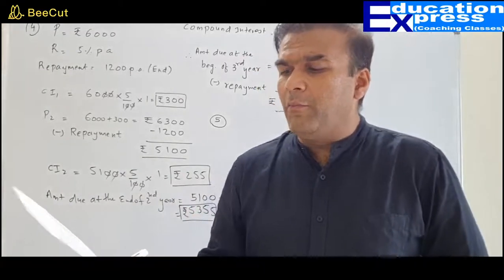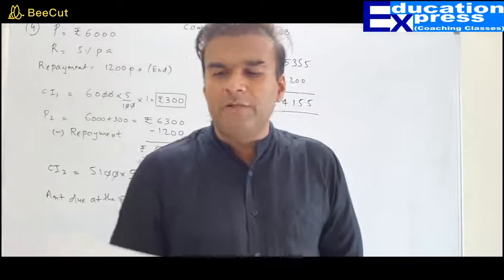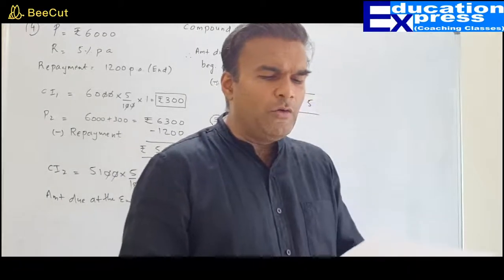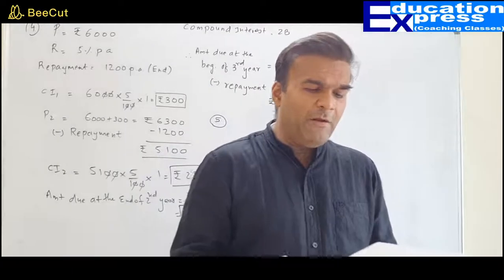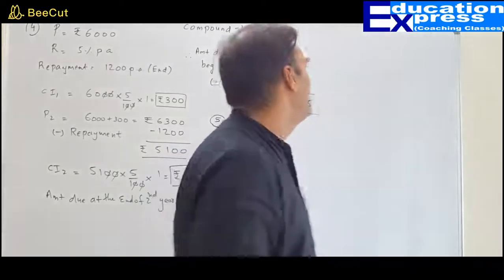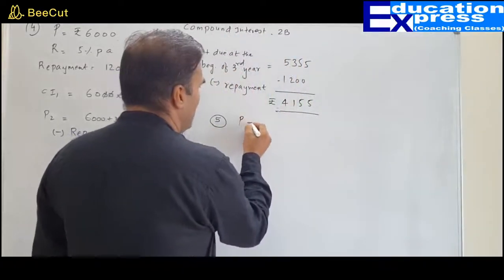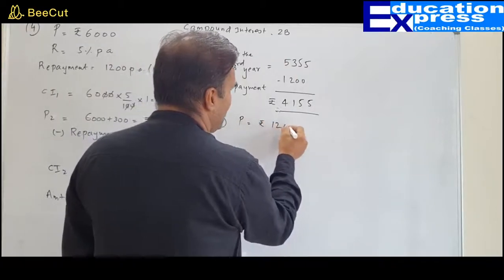A man borrows 5,000 at 12% compound interest payable every 6 months. So the principal amount would be rupees 12,000.